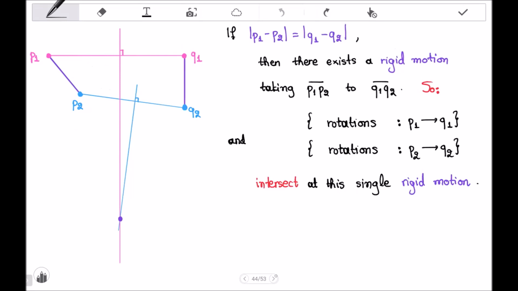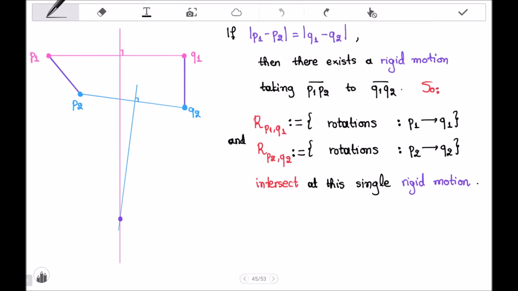And now let's name these sets of rotations. R_PQ would be the set of rotations that take P to Q, positively oriented. So I have translated the fact that the distance repeats into two sets intersecting at a point.